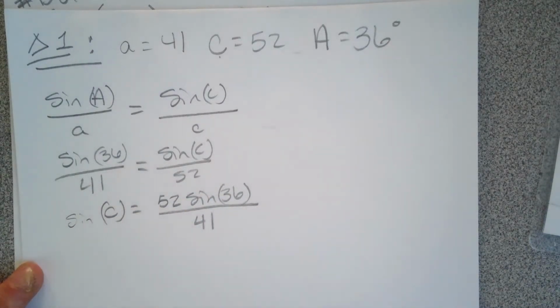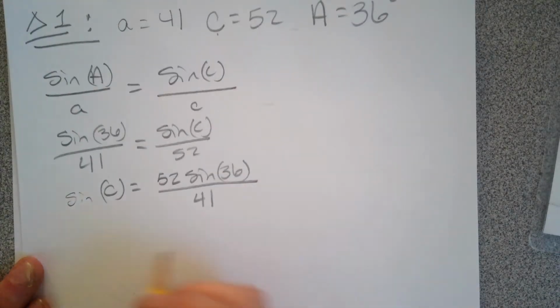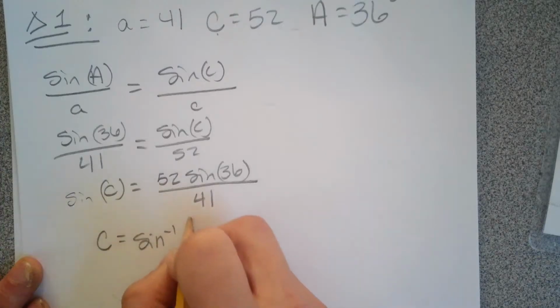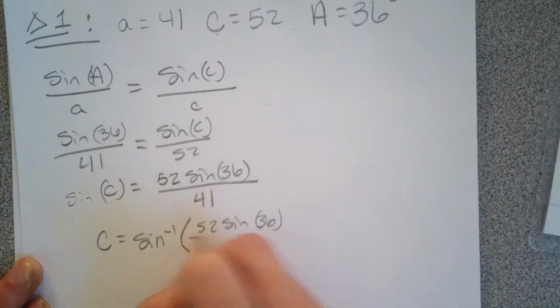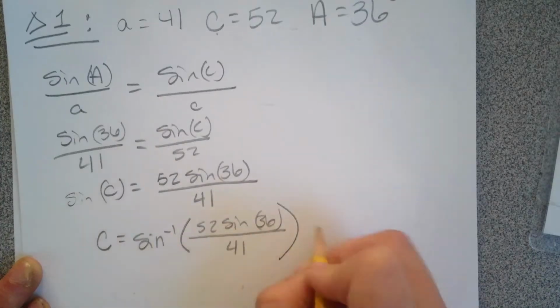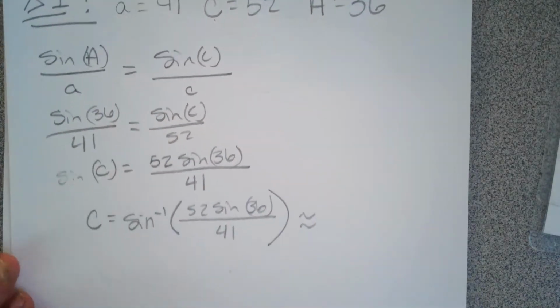And I want C all by itself. What do I do? Arc sine, right? Sine inverse to get rid of sine. So I get C is equal to sine inverse, or arc sine, of 52 sine of 36. Make sure you're in degrees. Over 41, which is approximately what?